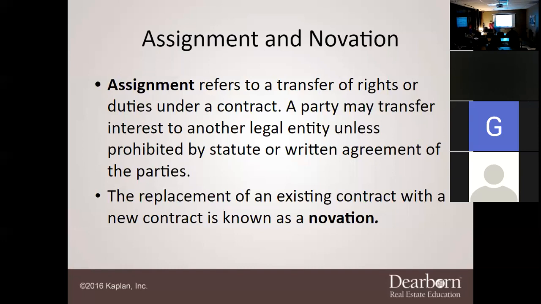So an assignment, basically, it transfers the rights and duties under a contract to another person. Okay? So a party may transfer their interest to another legal entity unless it's prohibited, of course, by statute or a written agreement by the parties. However, in some situations, they can assign their interest to another person.